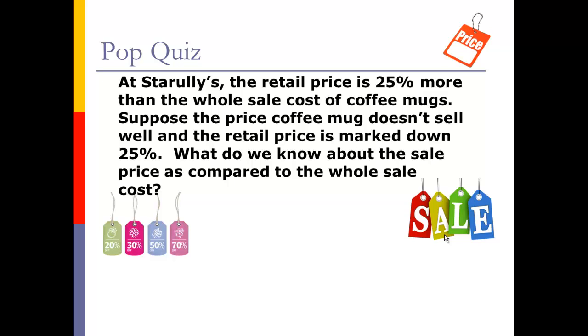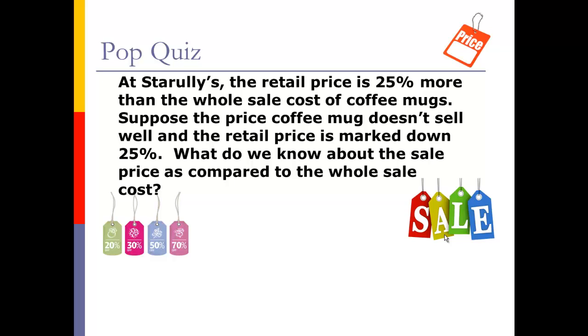Now, suppose the coffee mug doesn't sell well, and the retail price is marked down 25%. So they have them on the shelf, not going very well, marked down 25%. What do we know about the sale price as compared to the wholesale cost? We've got a new sale price. What is that going to be? Is it going to be larger, the same, or lower than the wholesale cost?